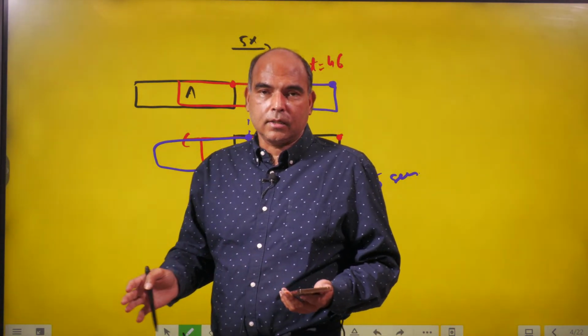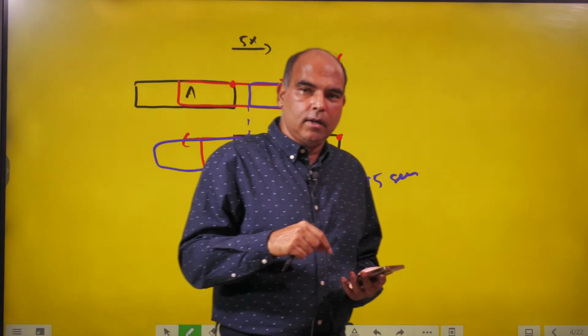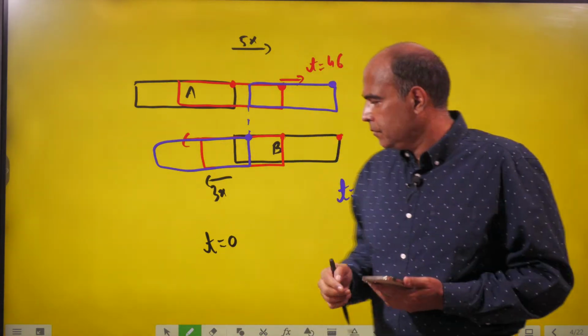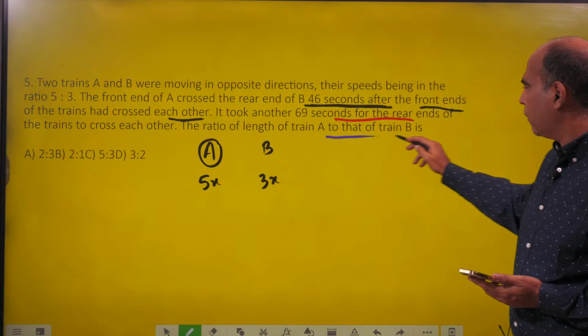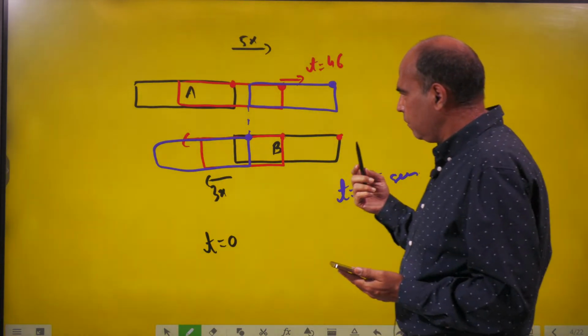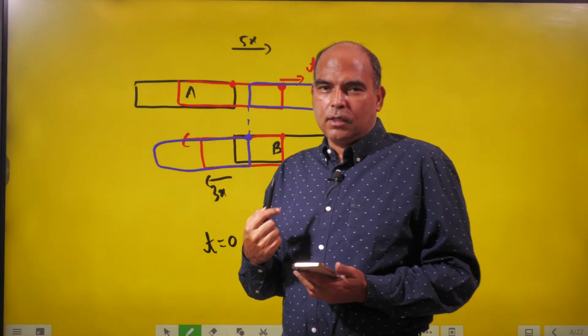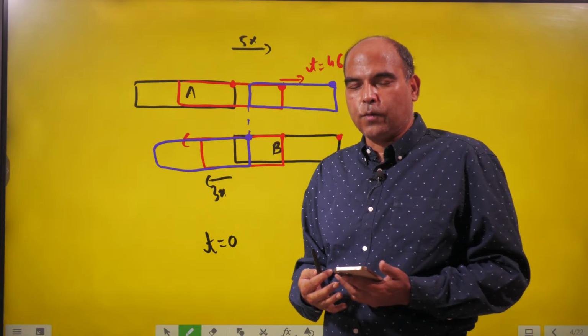And the problem ends, and the question is asking us what is the ratio of the length of A to the length of B. That's what it's asking us. The ratio of length of train A to that of train B. We need to be careful here, but there's a vision inside this question which, if you understand, this will be a cakewalk from here. You don't need to do any writing in this question.